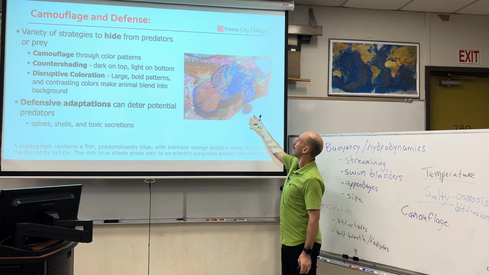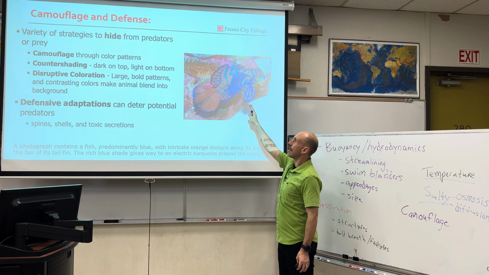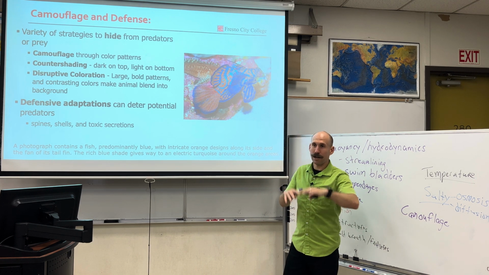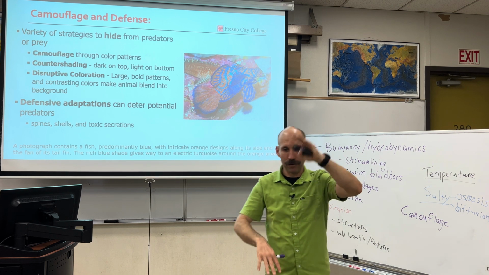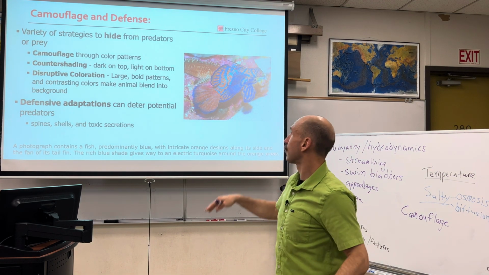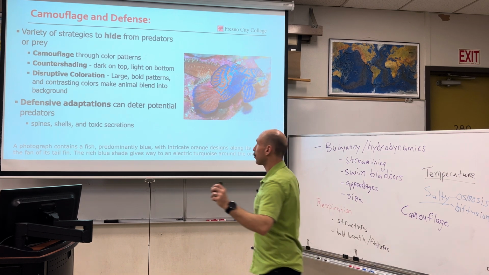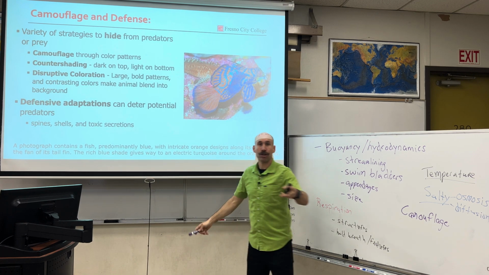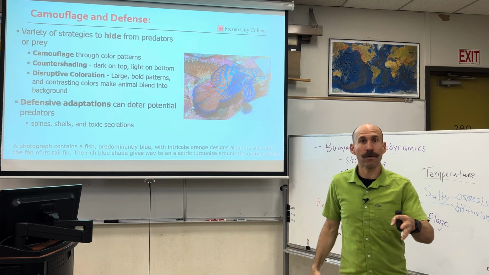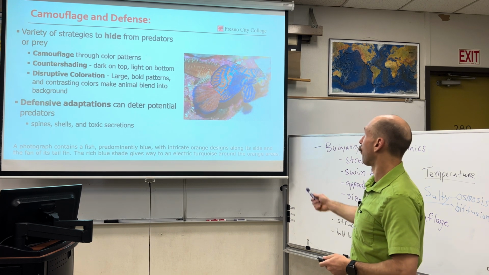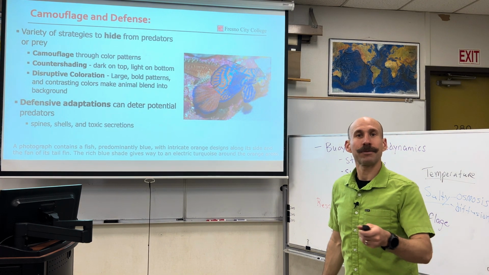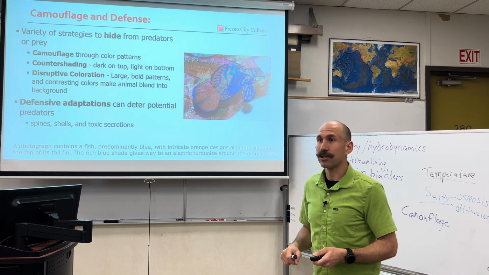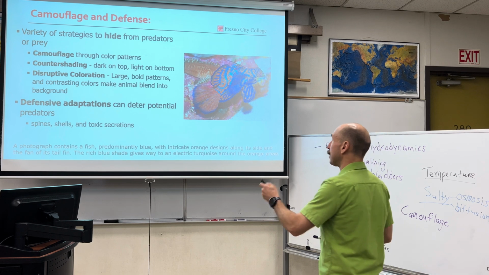for blending in with the environment. So we've got camouflage to develop color patterns, counter shading, where you're light on the bottom and dark on top. So whether an animal is below or above you, it looks like you just blend in. Disruptive coloration, and then there's actual defense, spines and shells and toxins that can help to deter other predators from wanting to eat you. So predator-prey relationships exist in the ocean, and marine adaptations have led to supporting these various types of defenses.